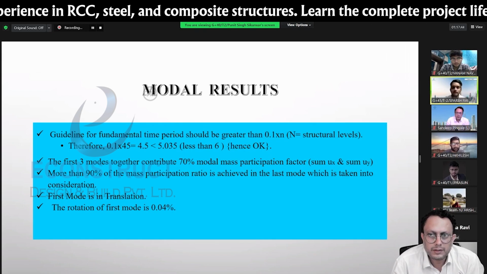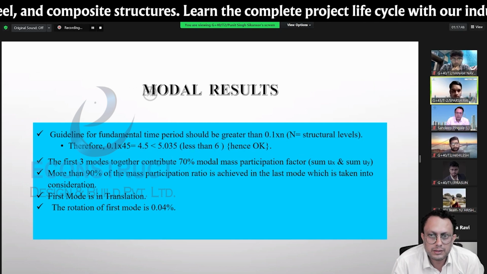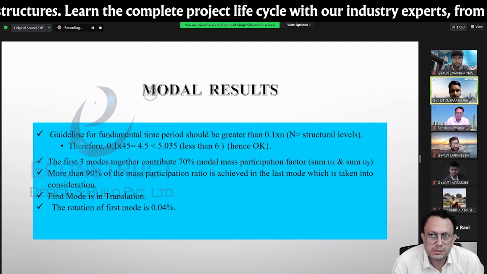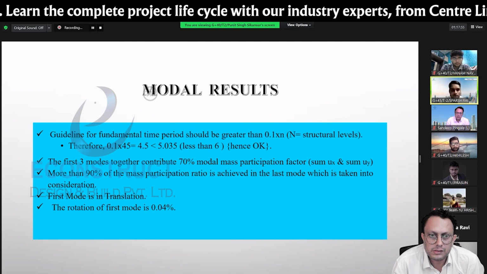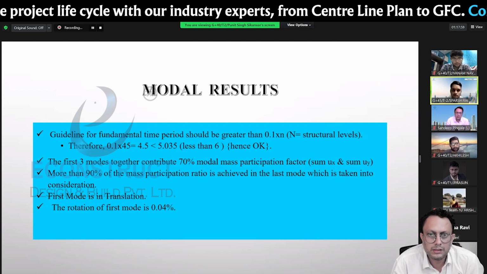The fundamental time period should be greater than 4.5, but it is well within the limits. If we consider 30% more, it is less than 6 only. The same thing, the third mode is contributing more than 70%, and the last mode is contributing more than 90%. The first mode is a translation mode, and rotation is 0%.